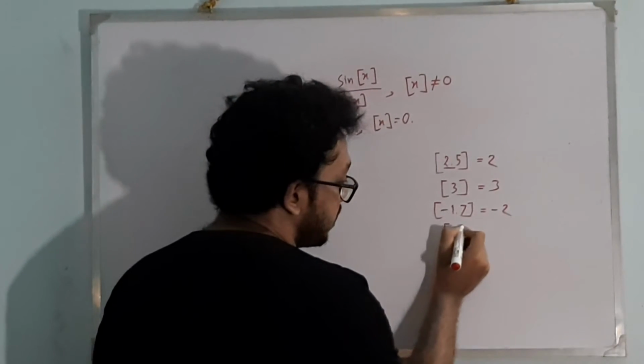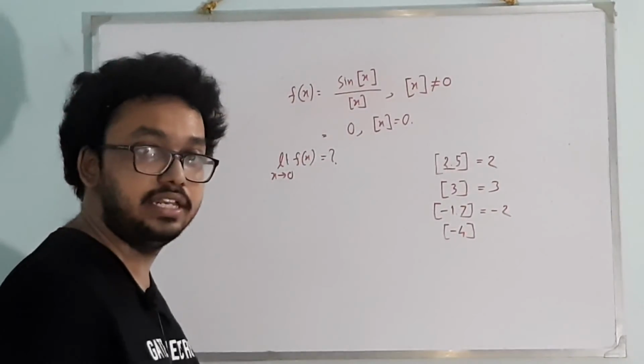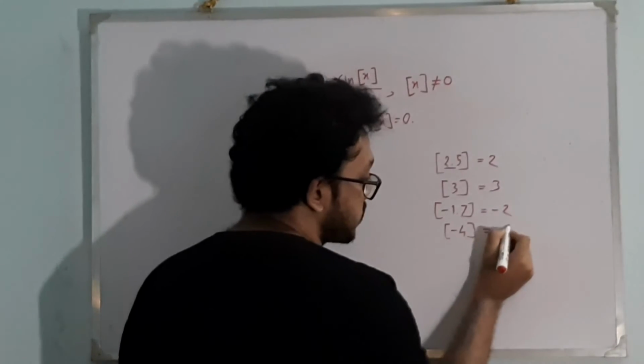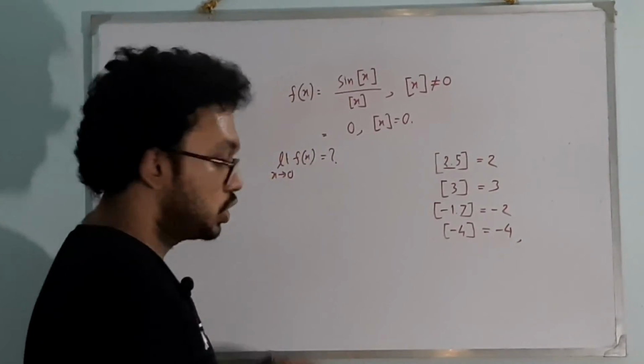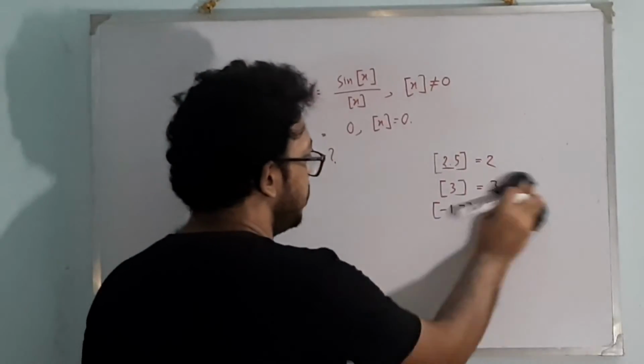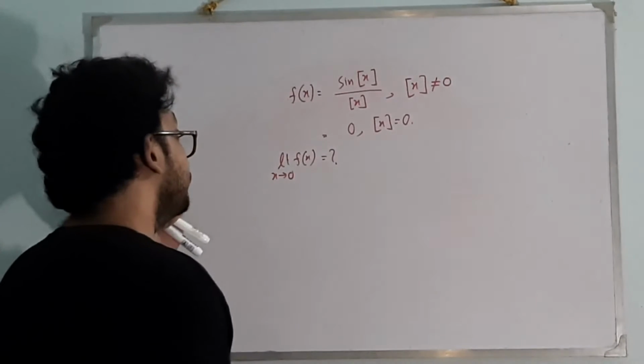What is the greatest integer function of minus 4? Is minus 4 an integer? Yes, it's an integer itself. So greatest integer function of minus 4 is minus 4 itself, right? So I hope that this idea is clear. This should already be known to you from class 12, okay? So now let's look at the problem.